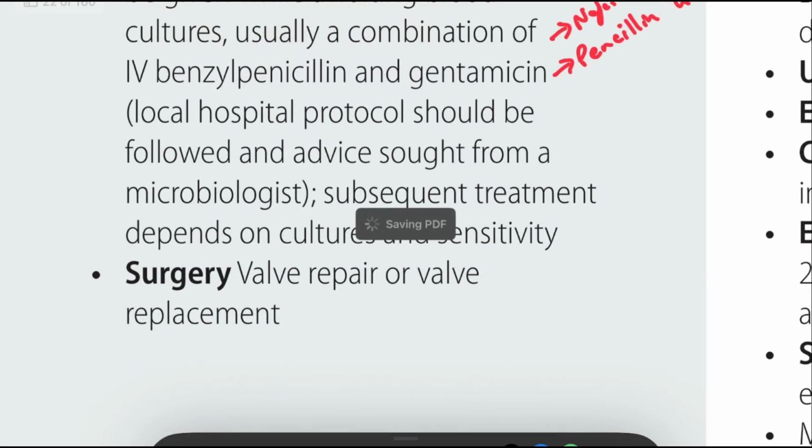So we have some surgical indications also. Surgery is needed if the patient has heart failure due to valve destruction, uncontrolled infection, persistent bacteremia or abscess formation. We also operate for prevention of embolism, such as large mobile vegetations and recurrent embolic events. In surgery we have to do valve repair or valve replacement.